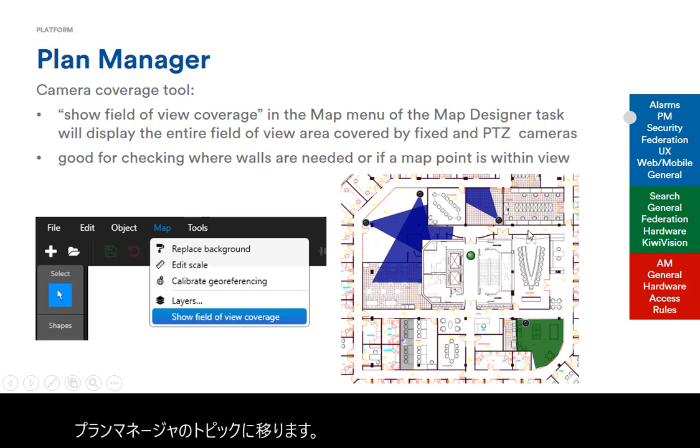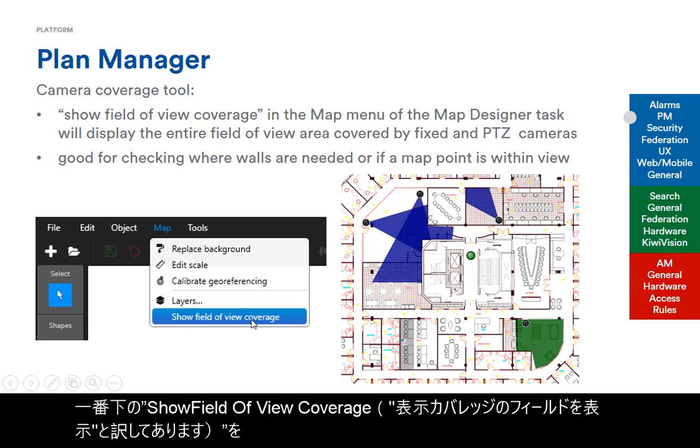Okay, so let's move on. We're going to talk about Plan Manager now. So the first thing that we've added in the config tool is the camera coverage tool. While you're editing a map in the map designer, if you click on the map section here, we have this show field of view coverage.